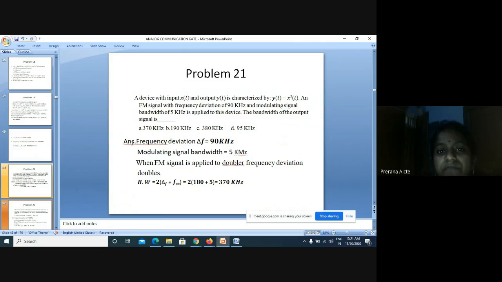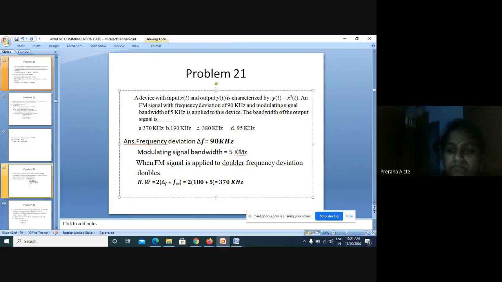An FM signal with frequency deviation of 90 kilohertz. So they have given the frequency deviation of your FM signal, which is nothing but 90 kilohertz. That is, your del f is 90 kilohertz and the modulating signal bandwidth is 5 kilohertz. The message signal frequency is 5 kilohertz.